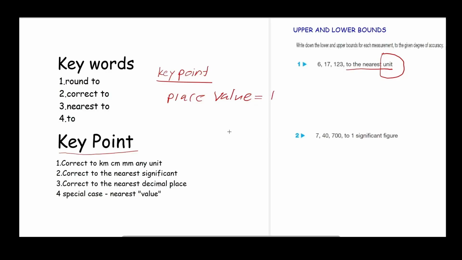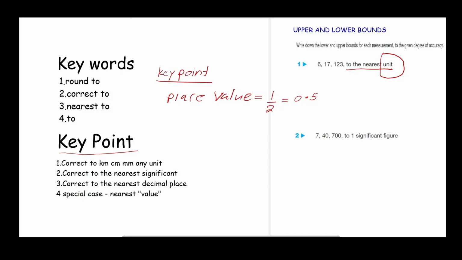Once you get the place value, always you have to get the place value. Now in this case, nearest unit, place value is 1. You have to divide it by 2. Then the key point becomes 0.5. This is the way we get that key point. Let's say it is correct to unit, then still it is unit. The place value of unit is 1, then 1 should be divided by 2. If it is nearest to unit, still it is unit, then you have to get the place value of unit, which is 1, and divide by 2, and it is 0.5.